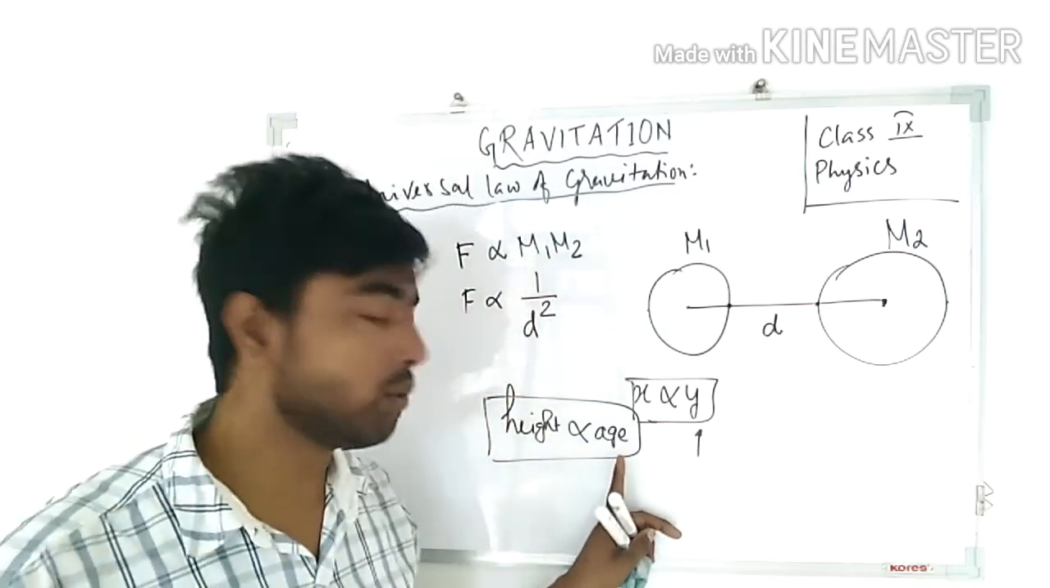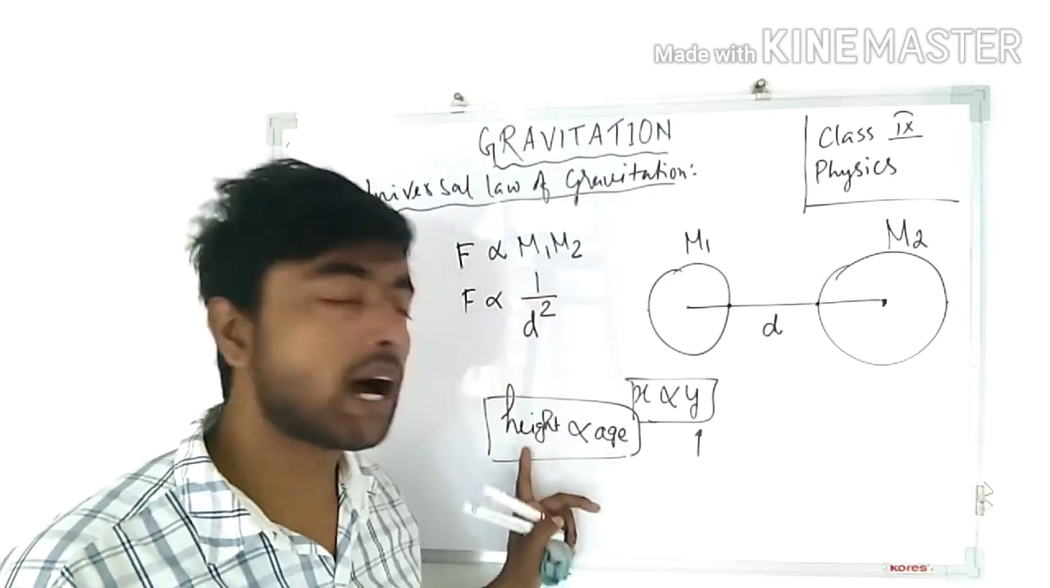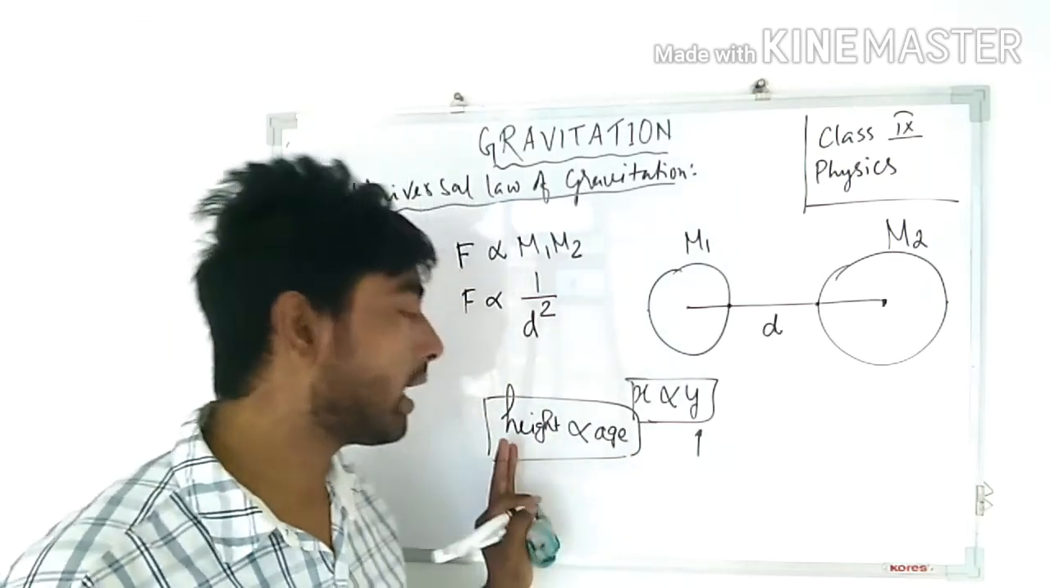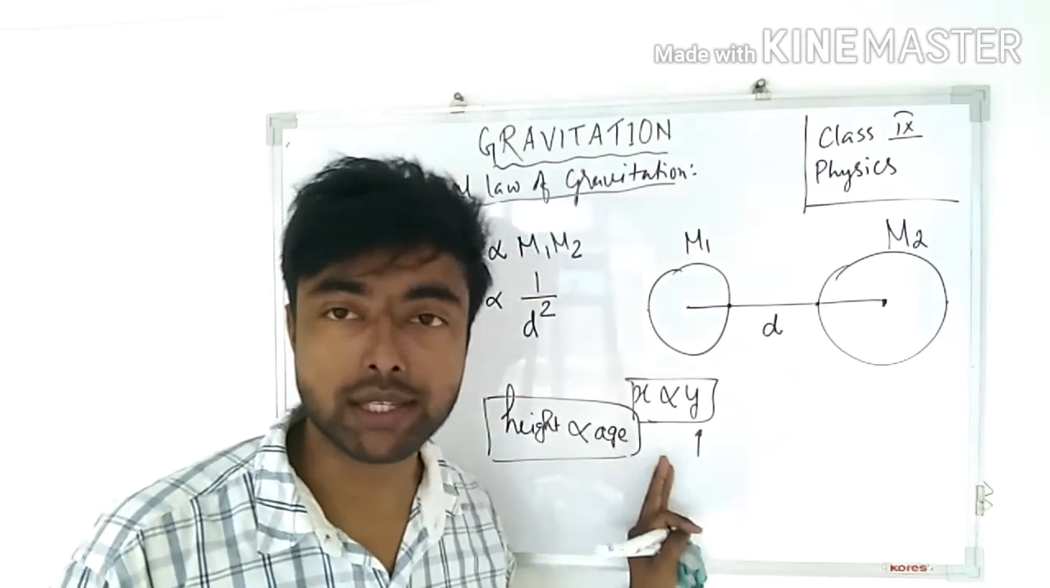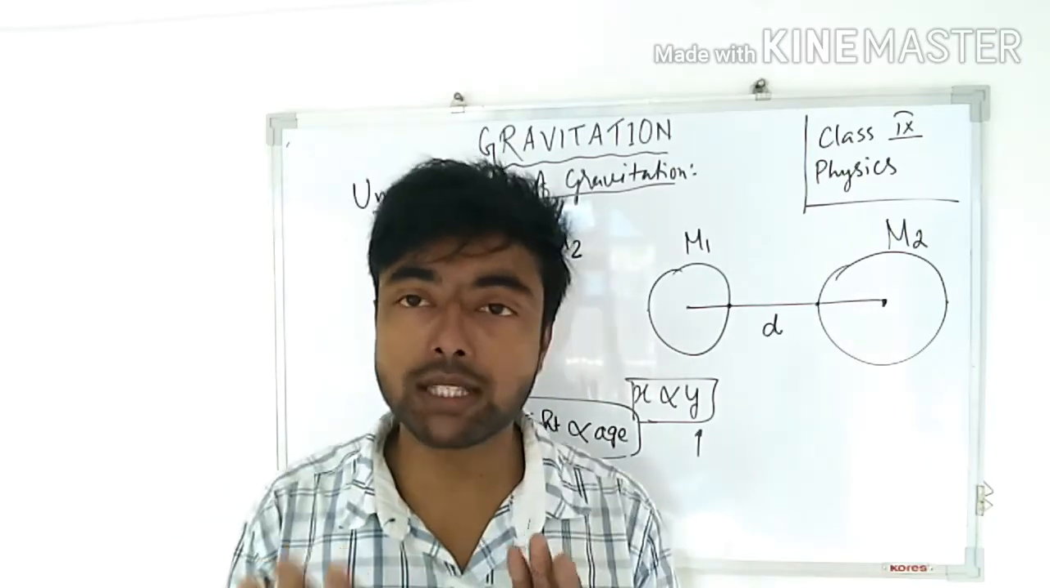That means if you increase the age, getting my point, what I am telling, if you increase the age, height is also increasing. Getting my point? That means height is proportional to age. Age अगर बढ़ेगा, height क्या हो जाएगा, बढ़ जाएगा. Getting my point? This is proportional.